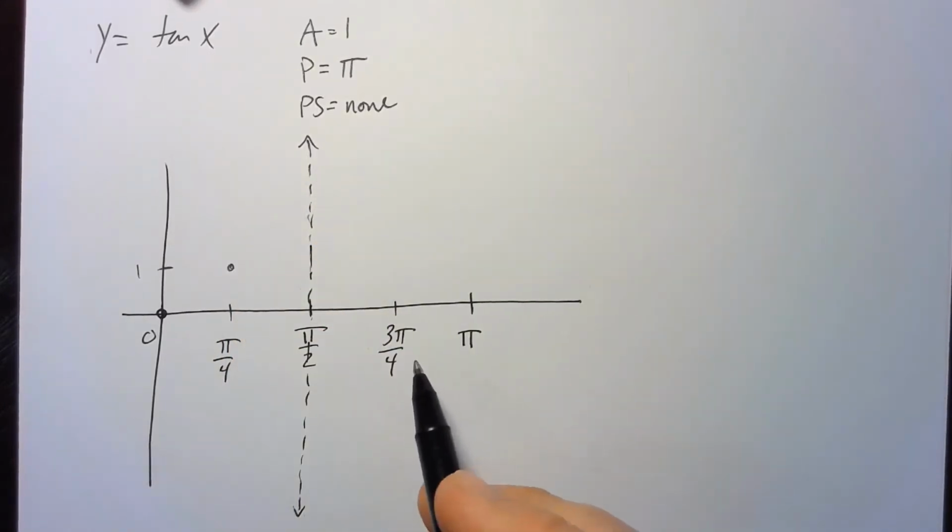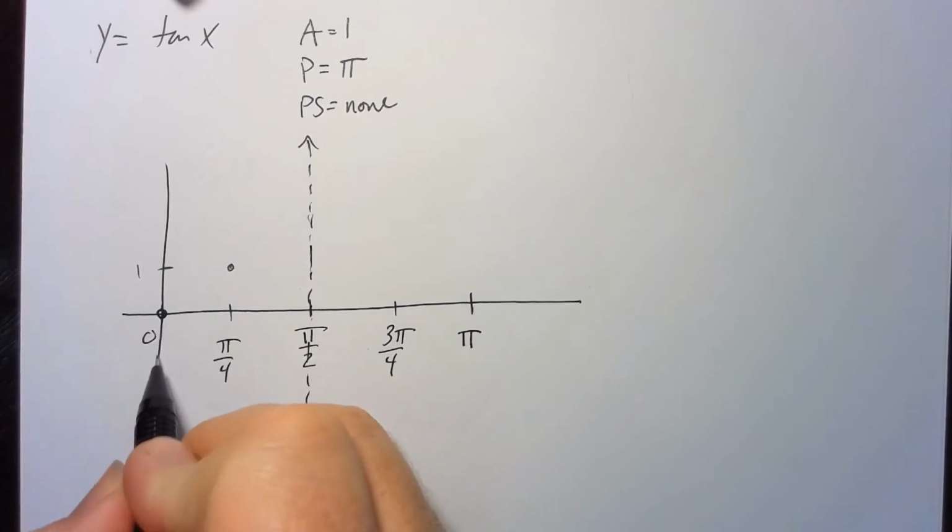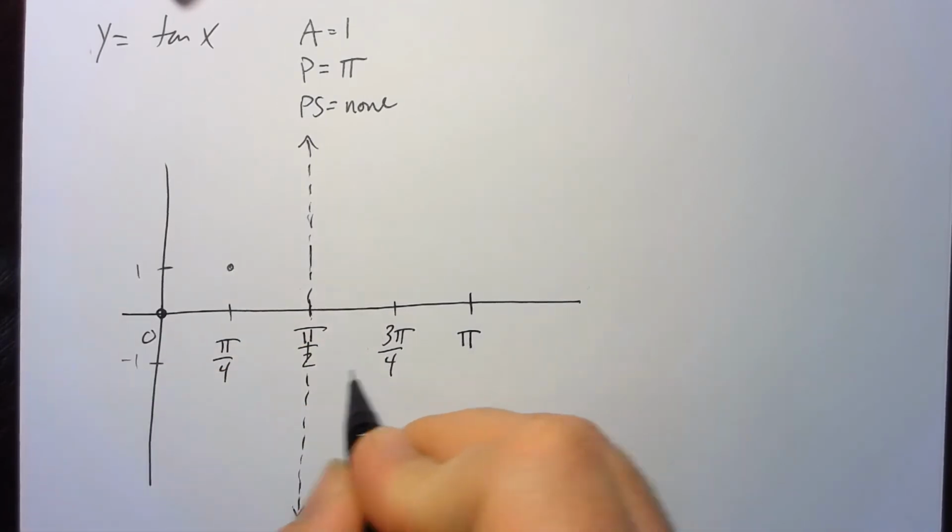Then when I go to 3 pi over 4, we're going to be at a negative 1. Now I'm going to try and angle this so that it's relatively close. So there's your negative 1 point.